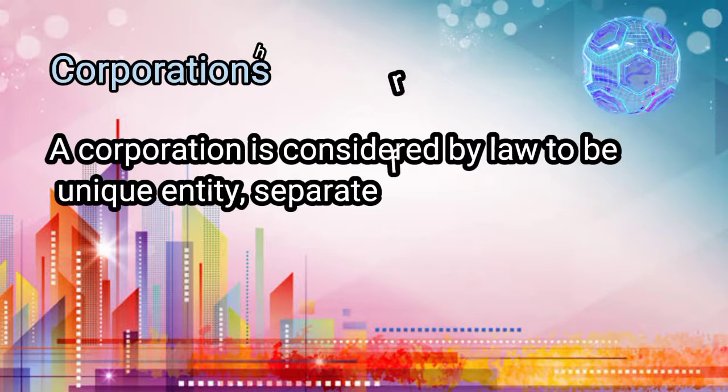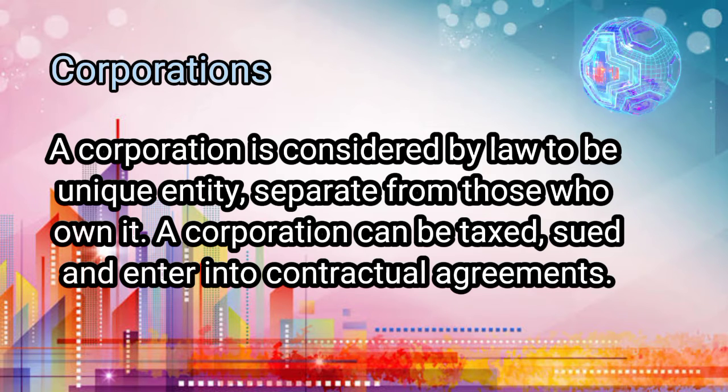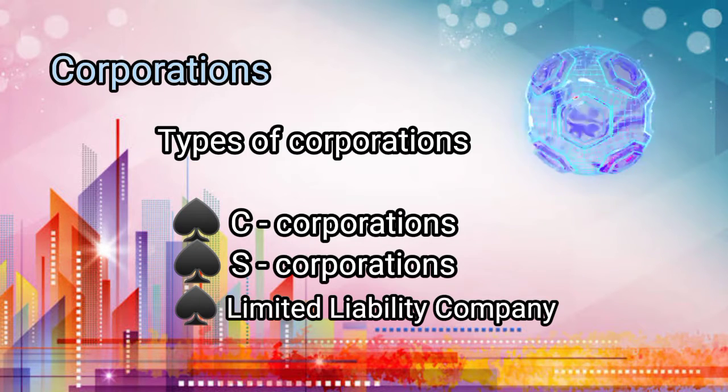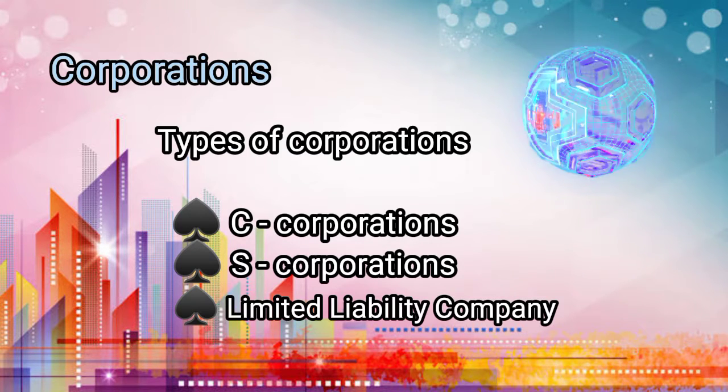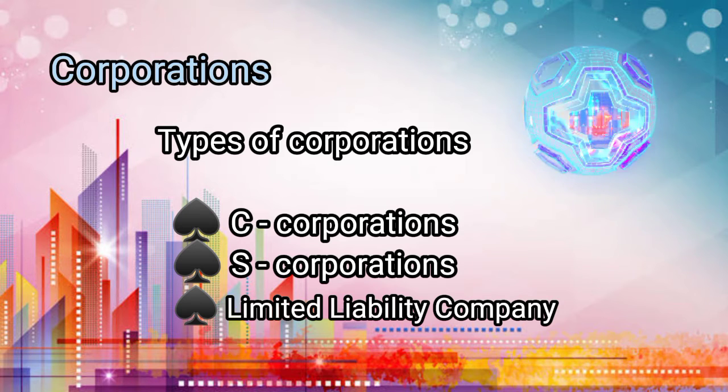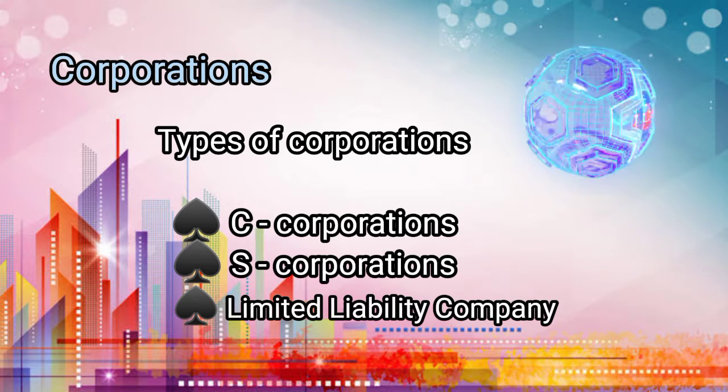The last form of business organization is the corporation. A corporation is considered by law to be a unique entity, separate from those who own it. A corporation can be taxed, sued, and enter into contractual agreements. The corporation has a life of its own and does not dissolve when ownership changes. There are 3 types of corporation: C corporation, S corporation, and limited liability company.